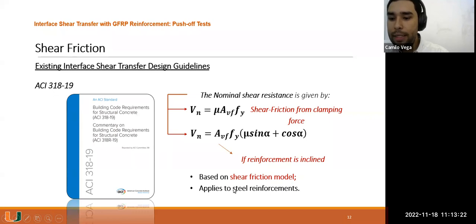The ACI 318 applies also to steel reinforcement. In the second equation, the equation is almost the same. I mean, it's the same principle. You just have the geometrical component of the angle if the reinforcement is inclined.